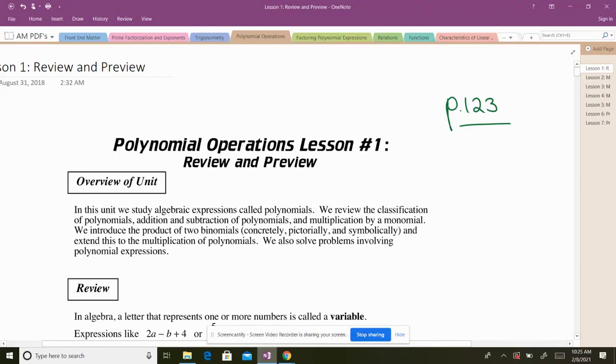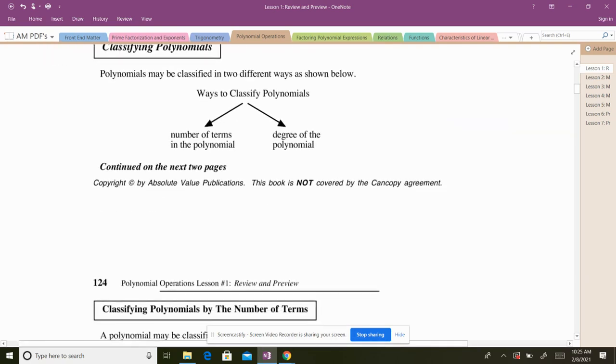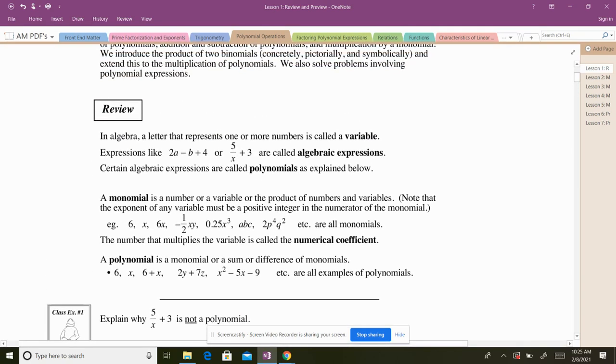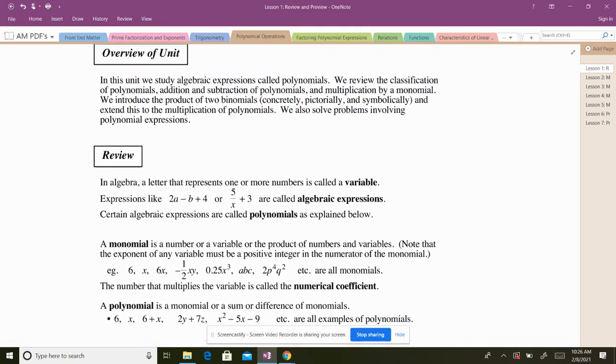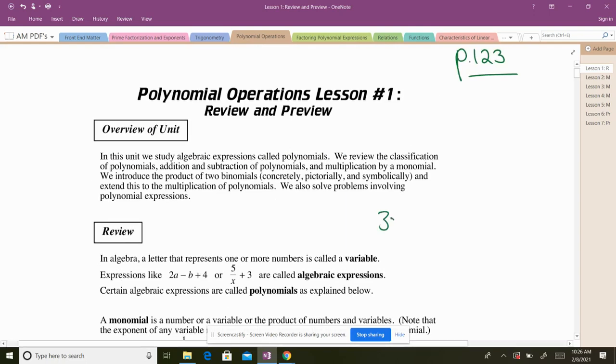So we're going to burn through this first lesson pretty quick, simply because I think most of it is a review, and it's just kind of setting up the rest of the chapter. I'm sure you've all seen polynomials. They look like this, these kind of things. People remember seeing stuff like that.